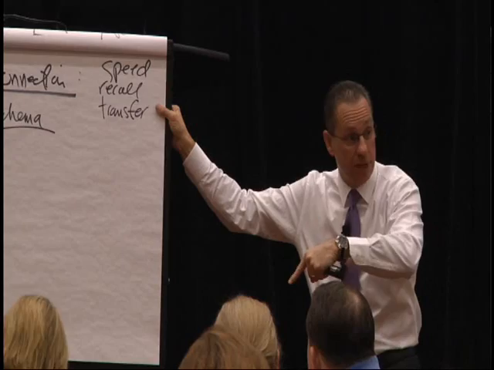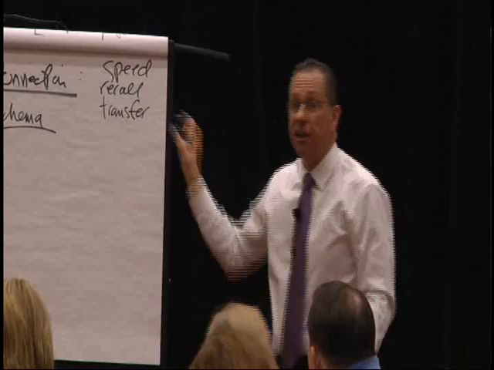So transfer is you learn it on Tuesday and you use it on Wednesday. Or you learn it in third grade and you use it in seventh. Or you learn it in school, but you use it at home. So in school, you learn the Pythagorean theorem, a squared plus b squared equals c squared, and right triangles.